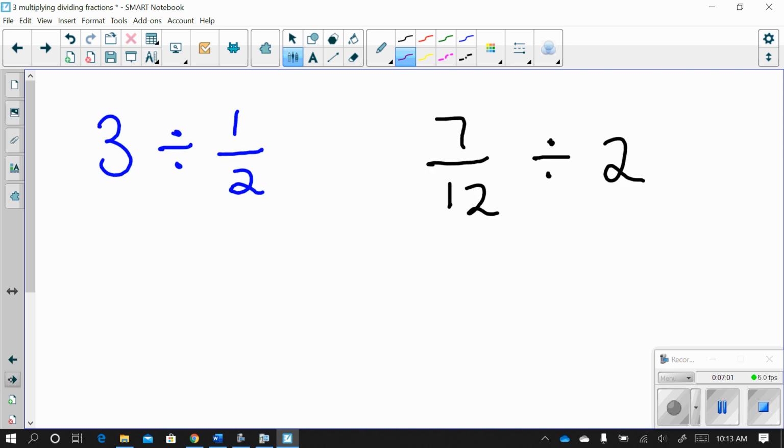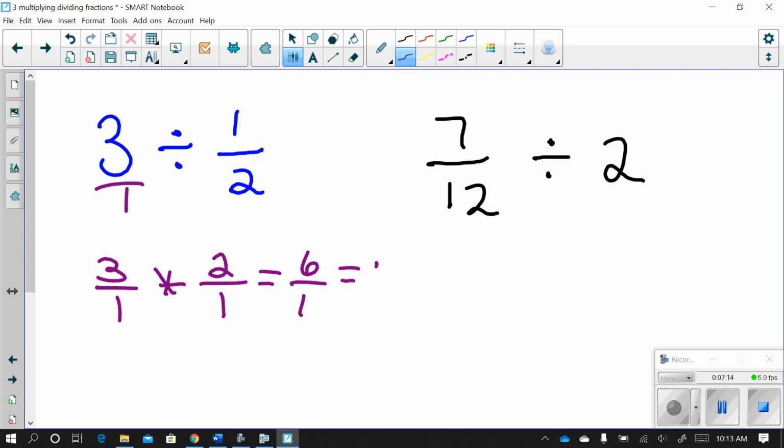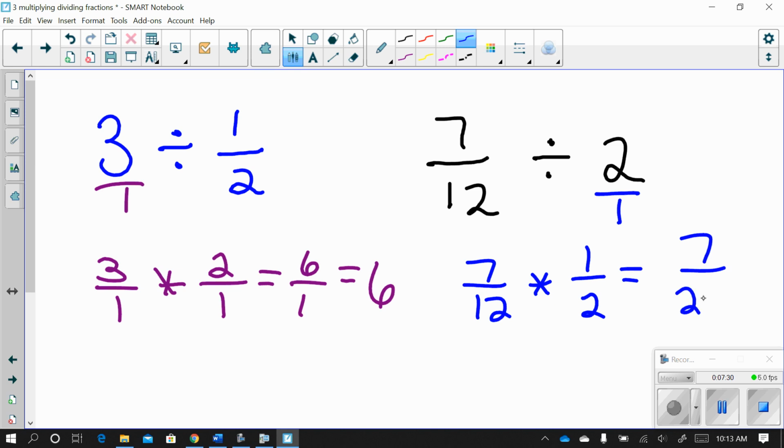Okay, pause the video, try these problems. Okay, so remember, put them over 1. So 3 over 1, change to times, flip the second fraction. This gives me 6 over 1, or 6. Okay, this guy over here, put it over 1. So 7 over 12, change to times, flip 1 over 2. Okay, can't cross cancel at all, so just multiply: 7 over 24. And that's it.